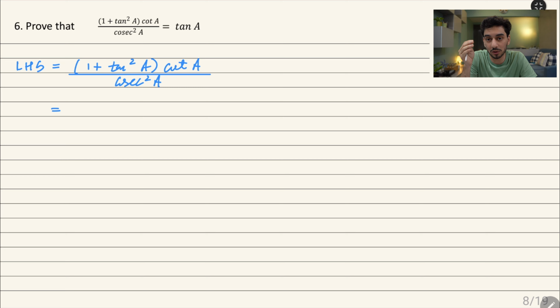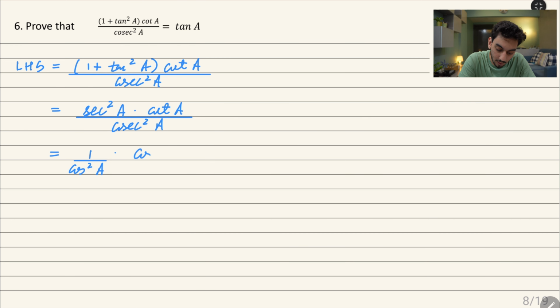The second step, can I use any trigonometric identities? So yeah, I can see 1 plus tan square A in a bracket. So instead of 1 plus tan square A, I'll write sec square A. And then the cot A remains as it is and my denominator is cosec square A. Okay, now I can convert everything to sine and cos. So the sec square A goes to the denominator and it becomes cos square A. So this becomes 1 upon cos square A. The cot A can be written as cos A upon sine A, and that cosec square in the denominator comes to the numerator and becomes sine square A.